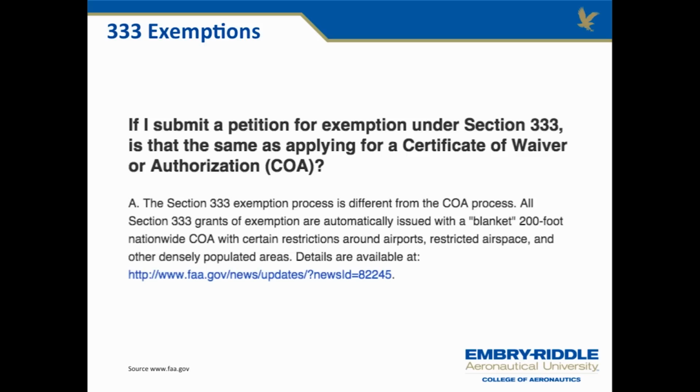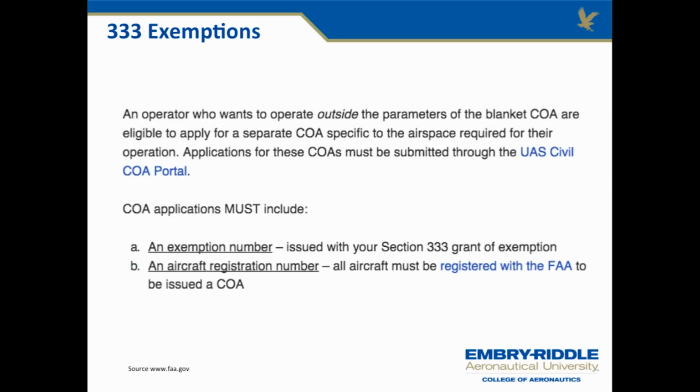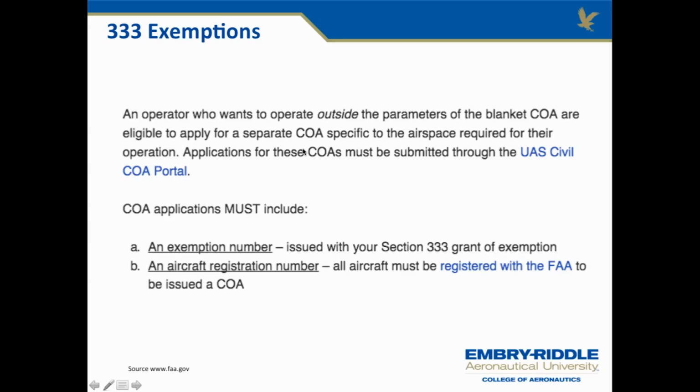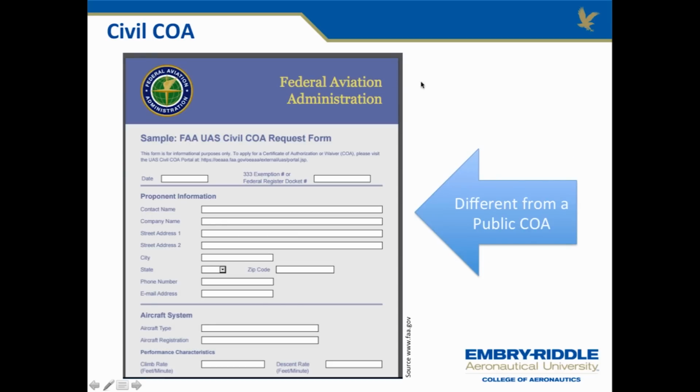However, if you are going to fly above 200 feet, you actually have to go through an entirely different COA process. So if you're going outside the parameters of the blanket 200-foot COA that comes with your 333 exemption, you're going to have to go through an entire COA process, in which case you'll have the exemption number already issued by the 333, and you'll have to have the aircraft registration number of the UAS that you'll actually be flying. When you have those, you'll go in and do a form that allows you to put in the information for your civil COA request.